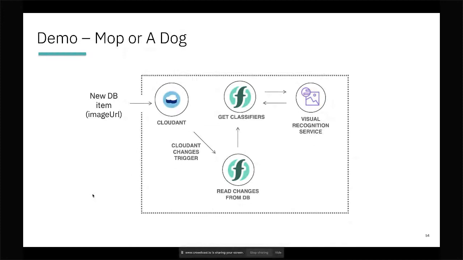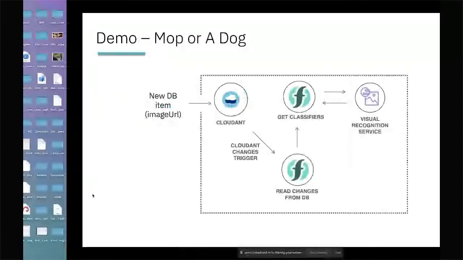And as you can see, this is what is meant by chaining. I'm trying to pass certain information from my trigger to my function and then to the get classifier's function so that it uses that particular information to run the visual recognition service. And now I'm going to show you how I did that.